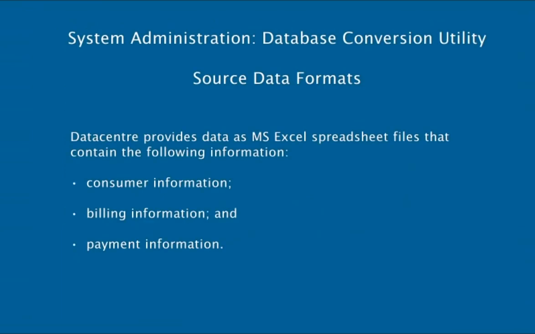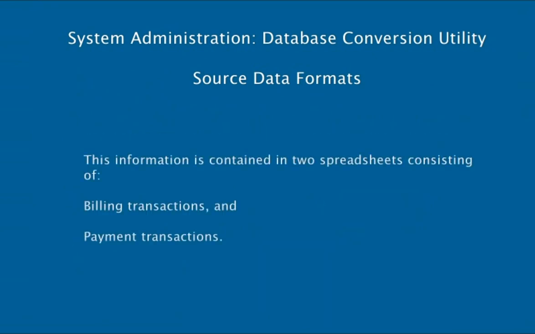The data center in Baghdad provides data as Excel spreadsheet files that contain the following information: consumer information, billing information, and payment information. These spreadsheet files form the beginning of the data conversion and migration process. We will now discuss source data formats.